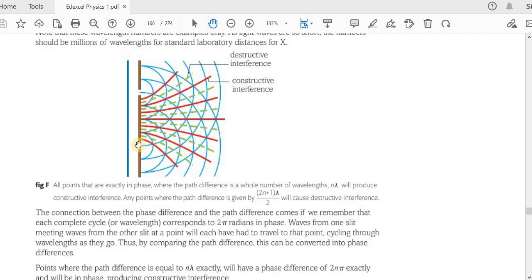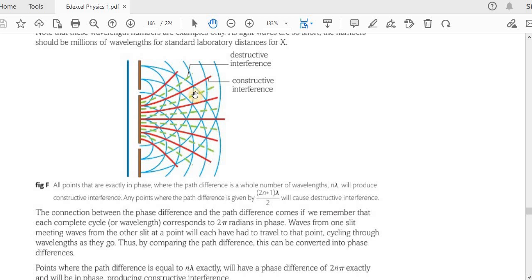Let's look at this starting here. 1, 2, 3, 4, 5, 6. From here it's 6 wave fronts, from here it's 4 wave fronts. So at this point we can say the path difference is 2 lambda. So it's a whole number of wavelengths. Therefore we will have constructive interference here.